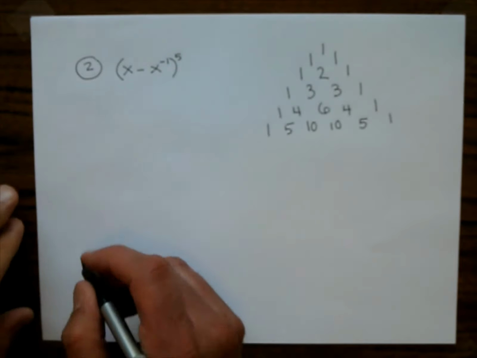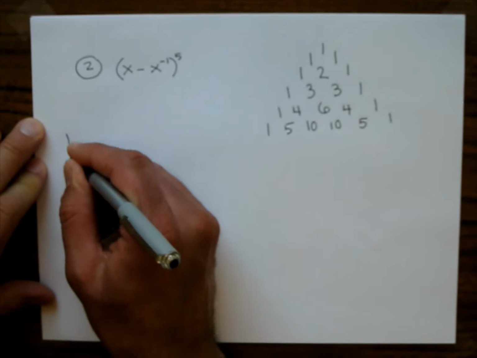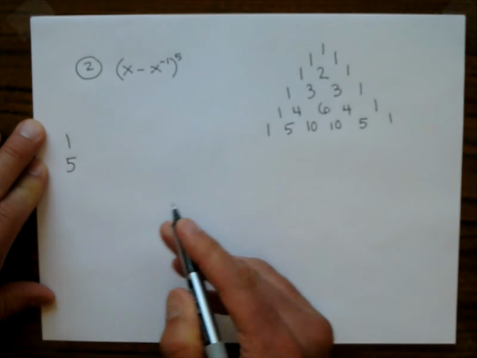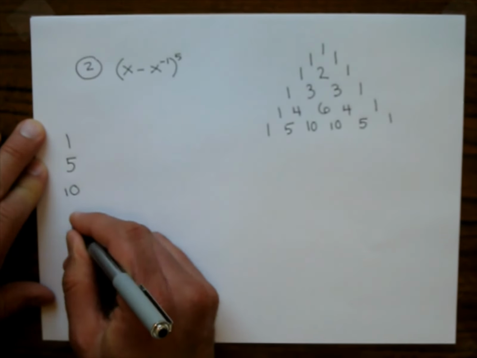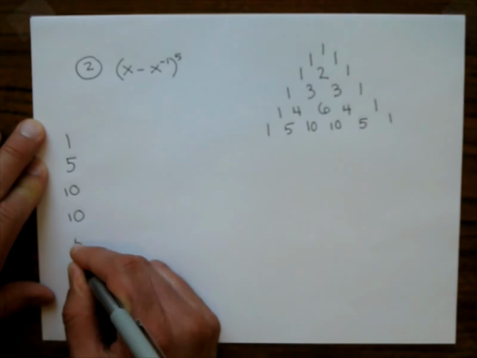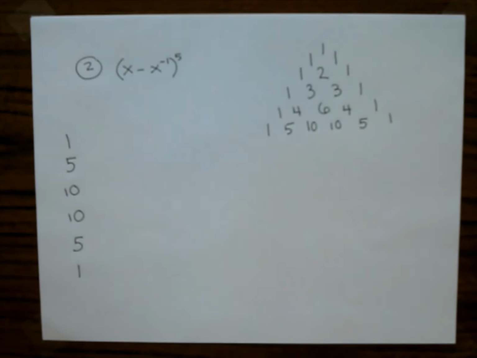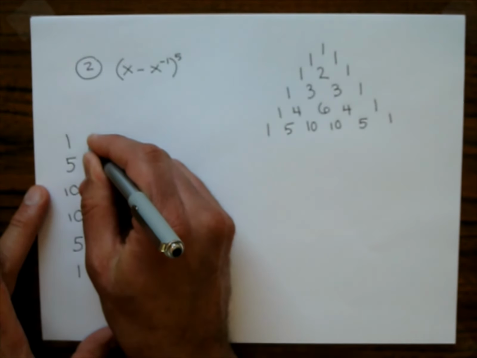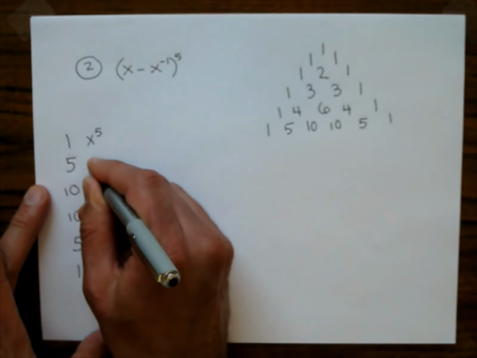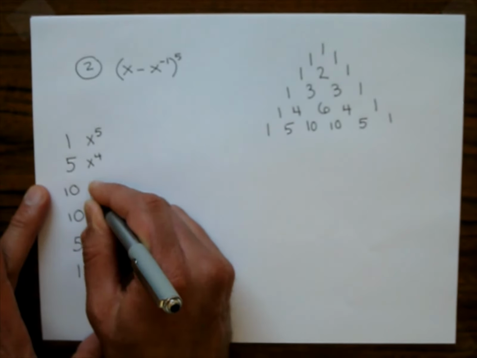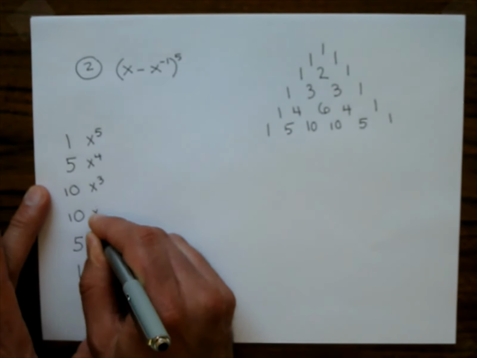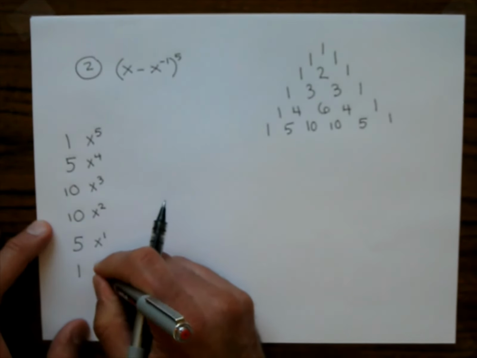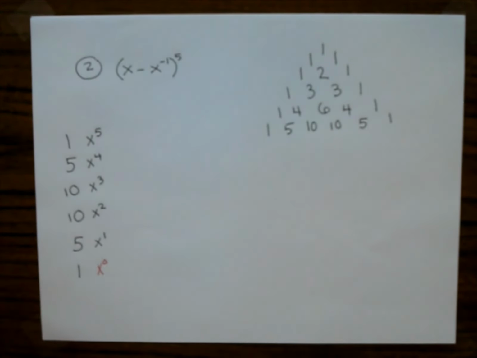So let's go ahead and put our numbers here. 1, 5. This is row 5 because it has a 5 there. 10, 10, 5, 1. Okay, so our first character is x, and x is fully alive, and he is dying off, down to x to the 0, which is just 1.